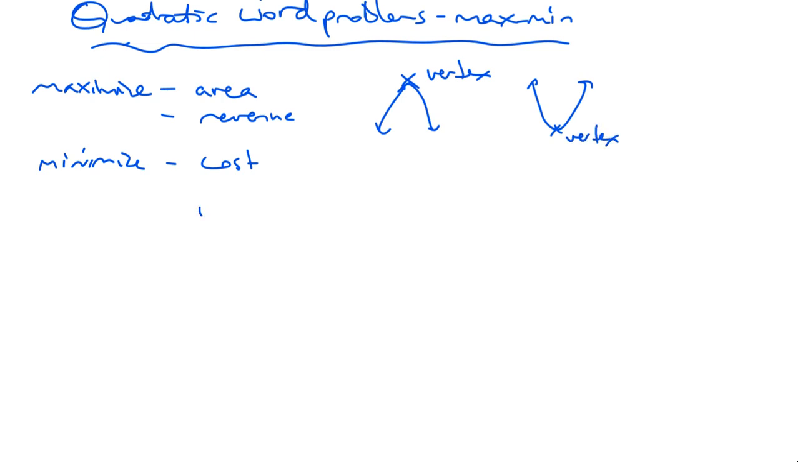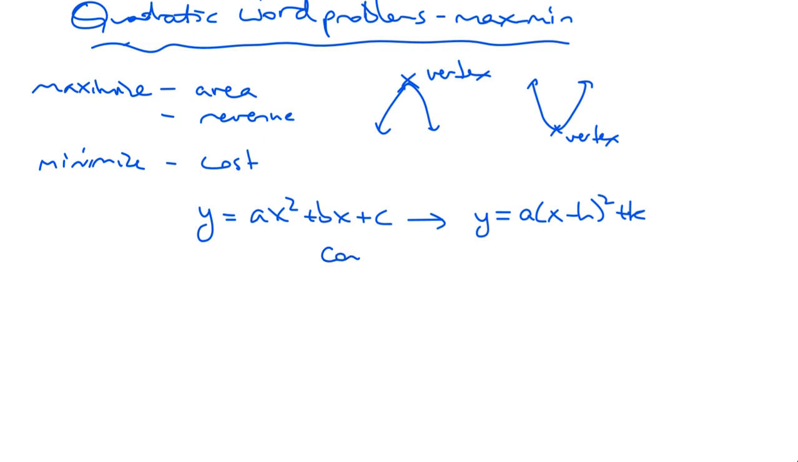When we get an equation in the form y equals ax squared plus bx plus c, in order to identify the vertex, we can switch it to y equals a times (x minus h) squared plus k, which is vertex form. Standard form doesn't give us much information, but vertex form does. We do that by completing the square. Whenever you see words like maximize, minimize, largest, smallest, or highest, that's your clue that it's looking for the vertex.